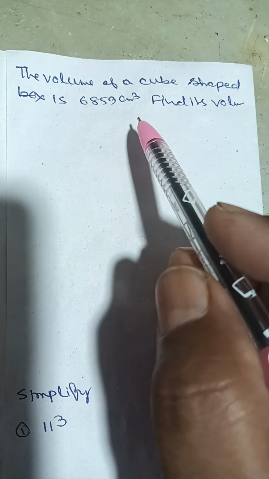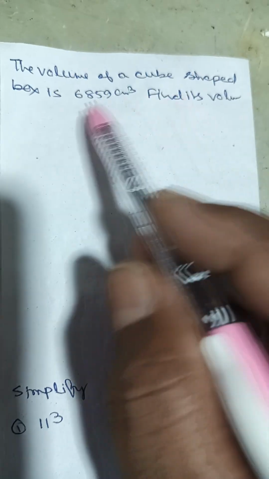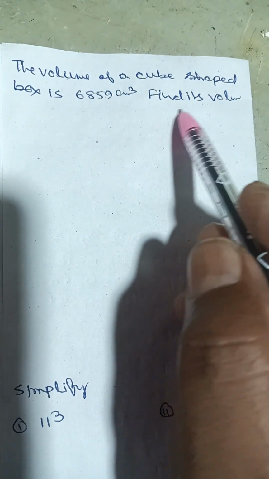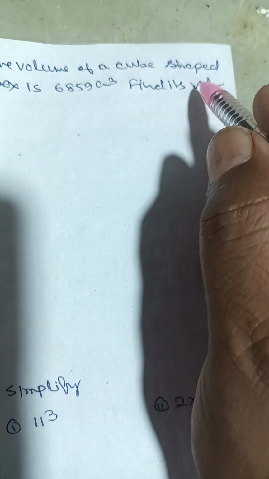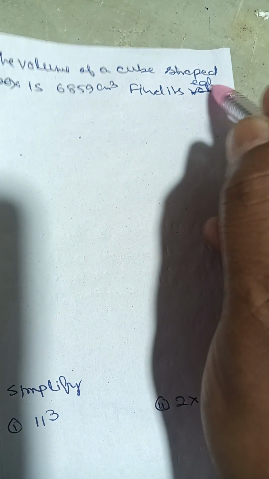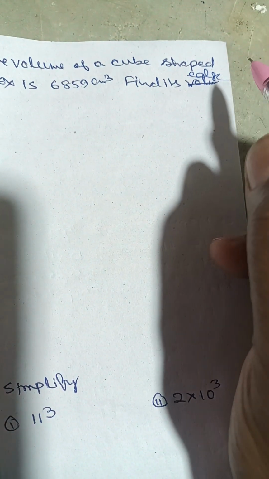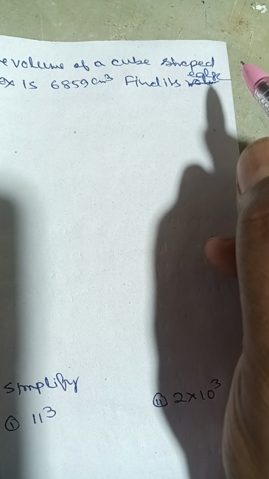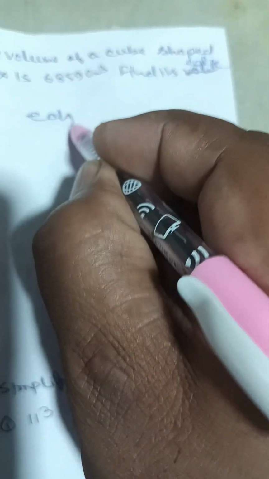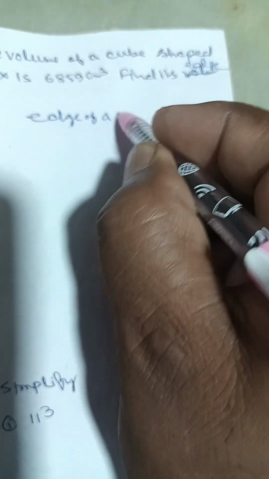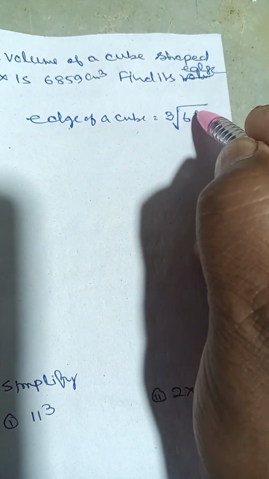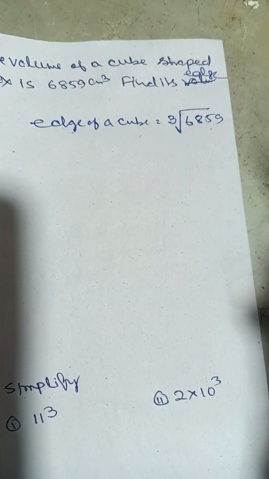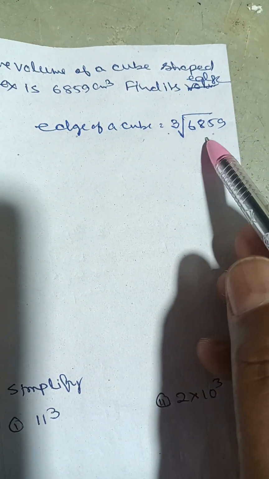Just opposite of the previous one. Volume of a cube-shaped box is 6859 centimeter cube. Find the volume. Yeah, find the volume. Find its volume. No. Find its edge. Means side. You have to find the side. So you write edge of a cube. It is another formula. Edge of a cube is cube root of 6859. Formula: cube root of volume.